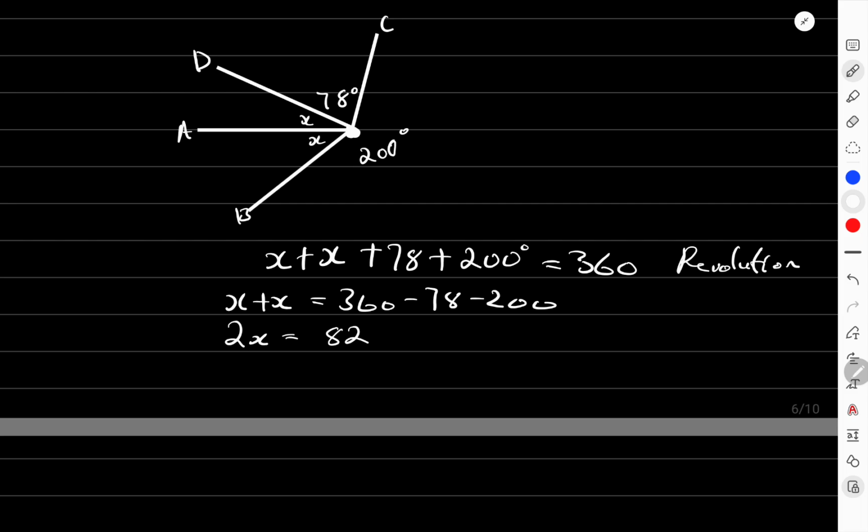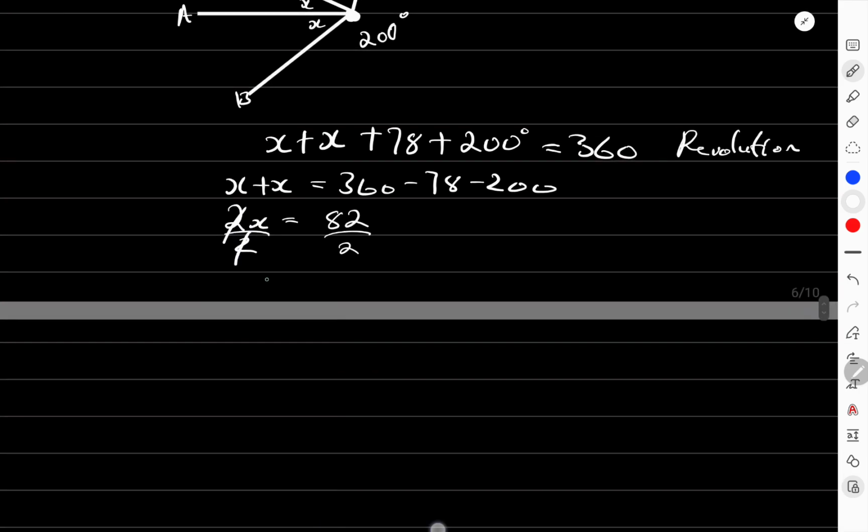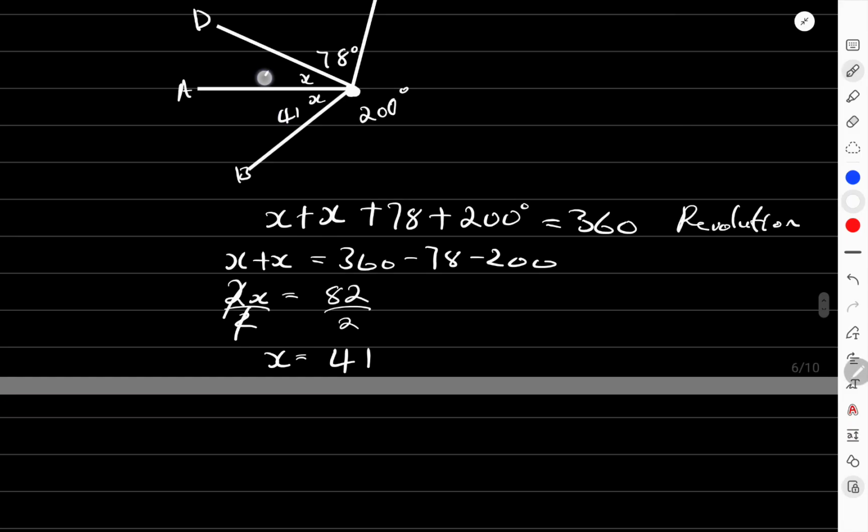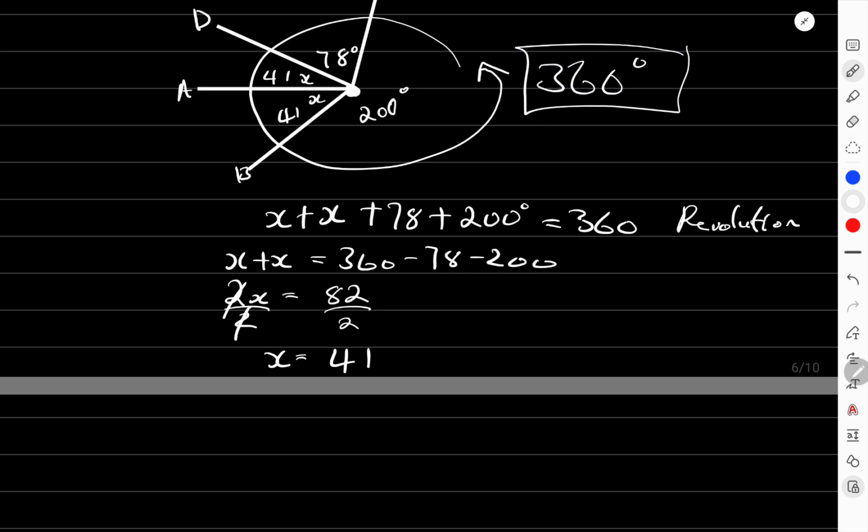But 2 and x are multiplying. If they're multiplying, what should I do? The inverse operation of multiplication is division. Therefore, I have to divide by 2, on both sides. 2 and 2 cancel, and I'm left with x. Now, what is x? x equals 82 divided by 2. The answer is 41 degrees. The value of x is equal to 41 degrees. Now I have a right to substitute 41 here, and even here. If I add all of these together, I'm supposed to get 360 degrees because they are angles around a point, a revolution.